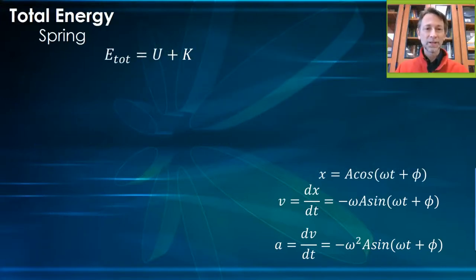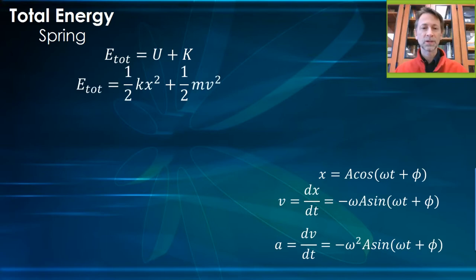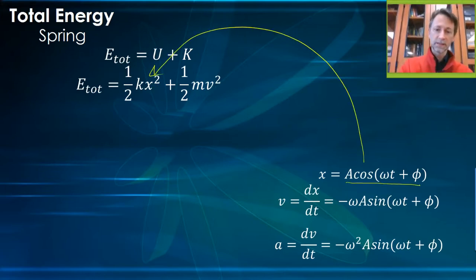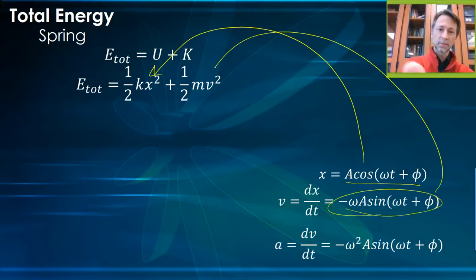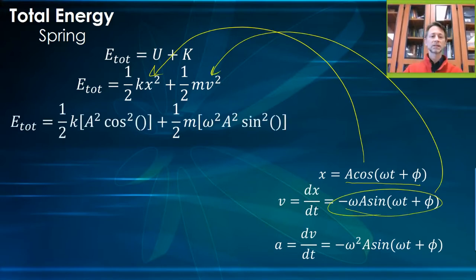Let's talk total energy. I'm going to specifically look at a spring, but this applies to all of them. So if I have the total energy as the potential energy plus the kinetic energy, then can I say the potential is 1/2 kx squared and the kinetic is 1/2 mv squared? And I have an x function here that I can plug in for x, and I have a v function here that I can plug in for v, and that's what this next line is. So I have a squared cosine squared of everything inside there, and I have the omega squared. I just got rid of the negative because it's going to square out. A squared sine squared of everything inside there.